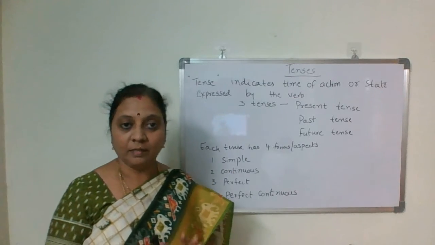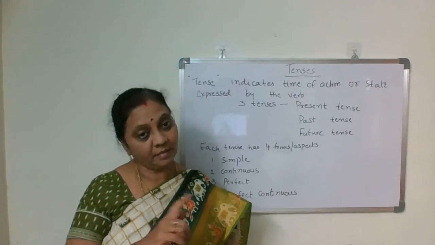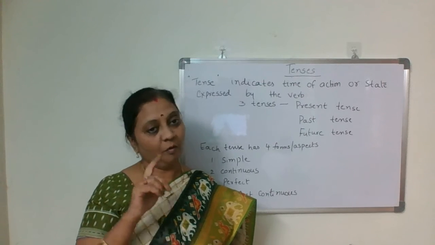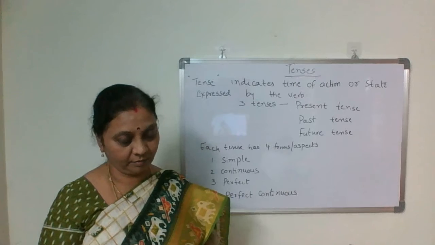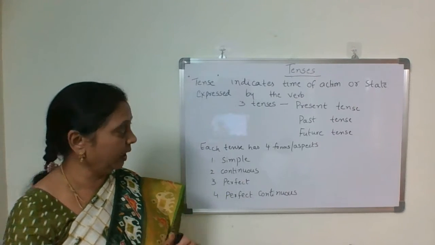We completed under main verbs: transitive and intransitive verbs, finite and non-finite verbs, regular and irregular verbs. Okay, three parts we completed.